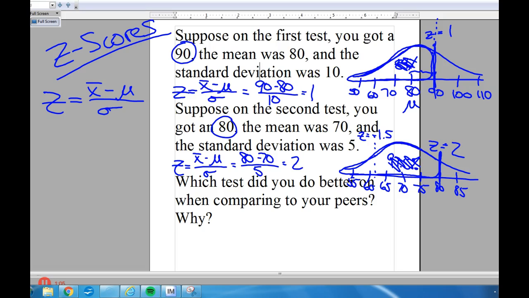Questions here? So for this question, I would show this work, and I would say test 2, since the z-score is higher. That's the real reason. If it was multiple choice and you could just jump to that, great. But if it's free response, you're going to want to show them how you know. Alright?